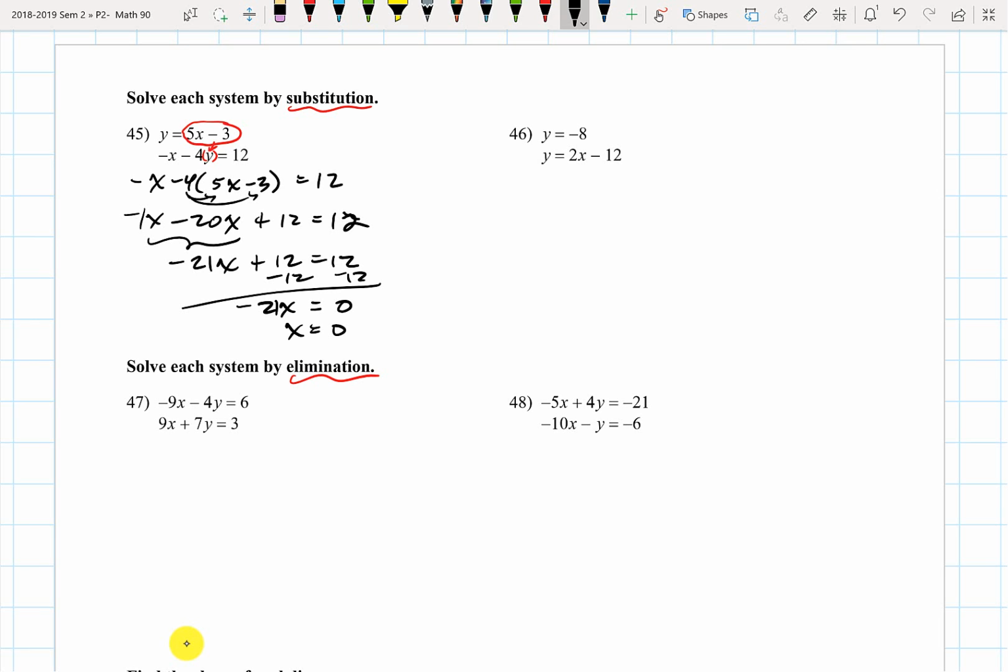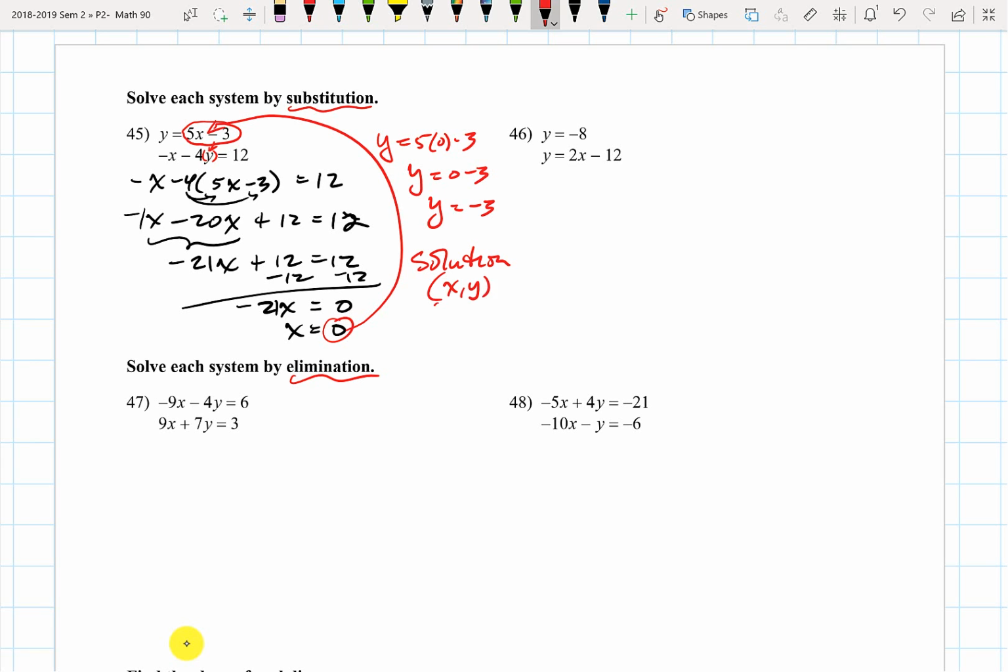And then you have to substitute back. So we take this answer and substitute back in. And y is equal to 5 times 0 minus 3. So y is equal to 0 minus 3, or negative 3. So my solution is always x comma y. So in this case, it's 0 comma negative 3.